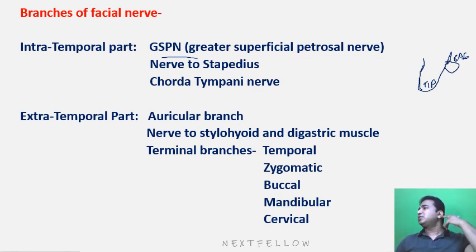And what are the terminal branches? When it exits from the stylomastoid foramen and then enters the parotid gland substance, it gives 5 branches. What are the 5 branches? Let's put your hand over the face. The first branch is temporal, as it is going over the temporal region. The next branch is zygomatic, and the third branch is buccal, over the buccal cavity. The fourth branch is mandibular, because it is running over the mandible, and the fifth branch is cervical, going in the neck. So 5 branches: temporal, zygomatic, buccal, then mandibular, and then the cervical branch.